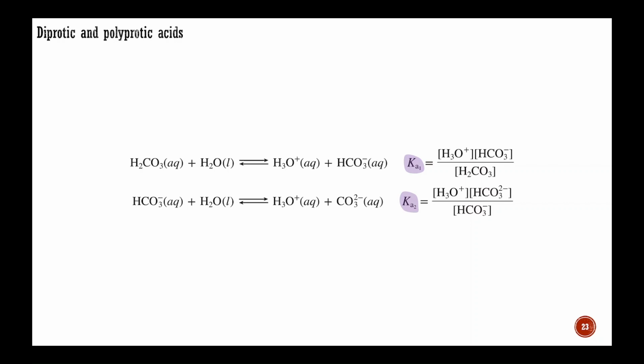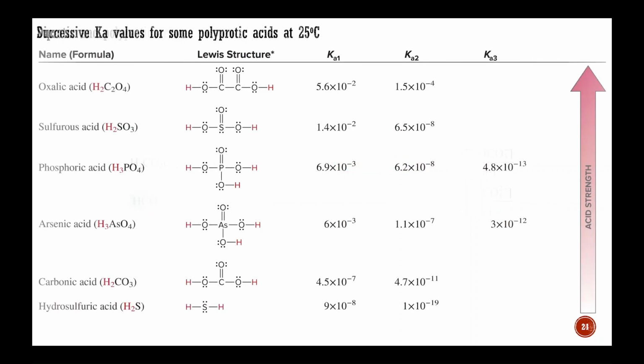This process can be illustrated using carbonic acid, which is a diprotic acid. Note that the conjugate base formed in the first ionization acts as the acid in the second ionization. The following table shows the ionization constants of several diprotic and polyprotic acids. For any given acid, the first ionization constant is significantly larger than the second, and so on.